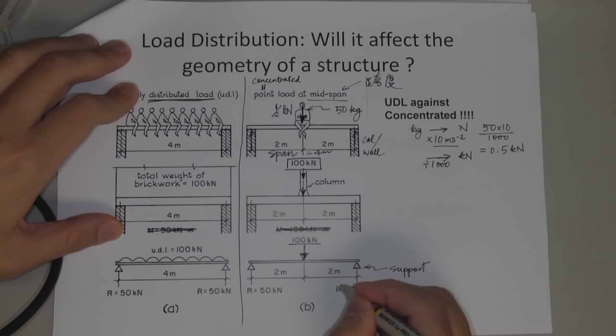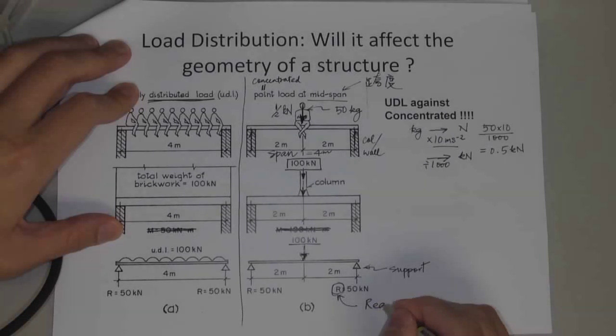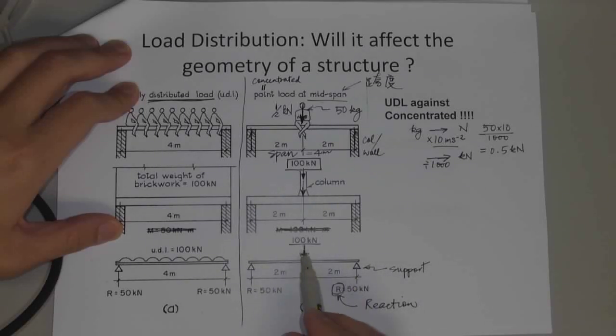So this R, this capital R, is the word reaction. That means the force in the support that tries to balance this load. So how to find that? Easy. You just divide 100 by 2 because there are only two supports supporting that load.